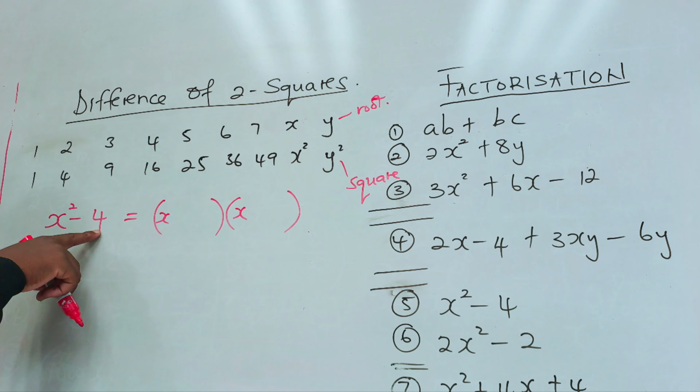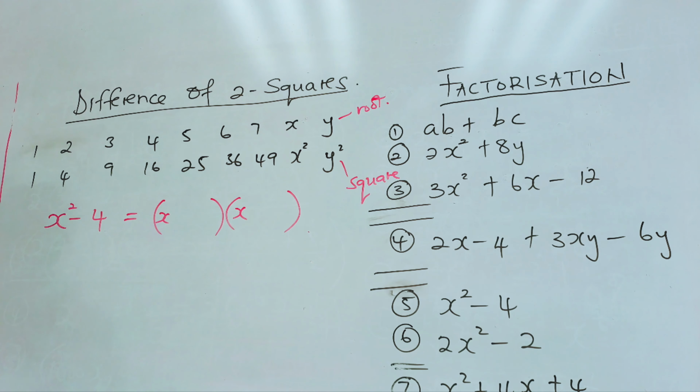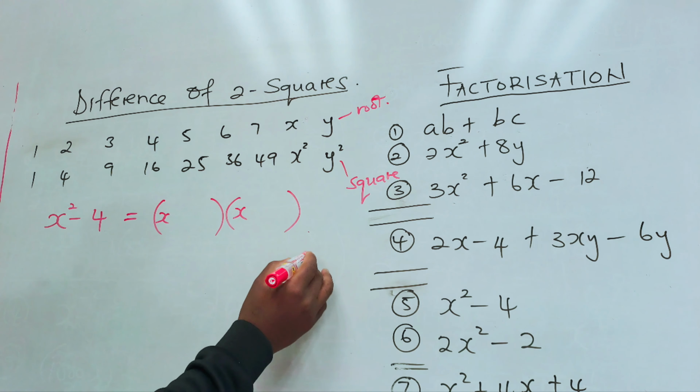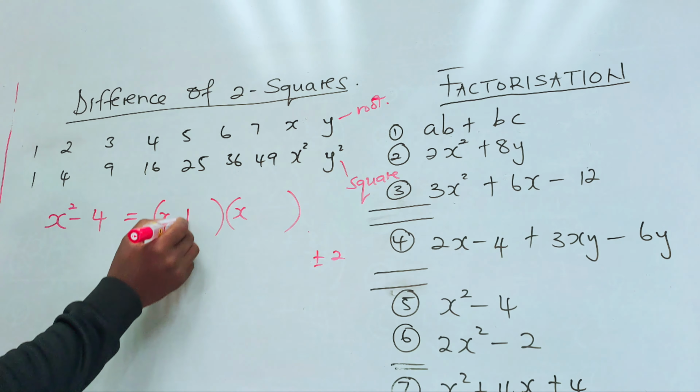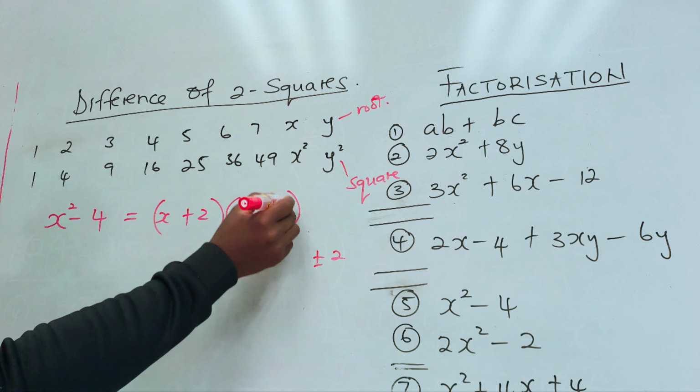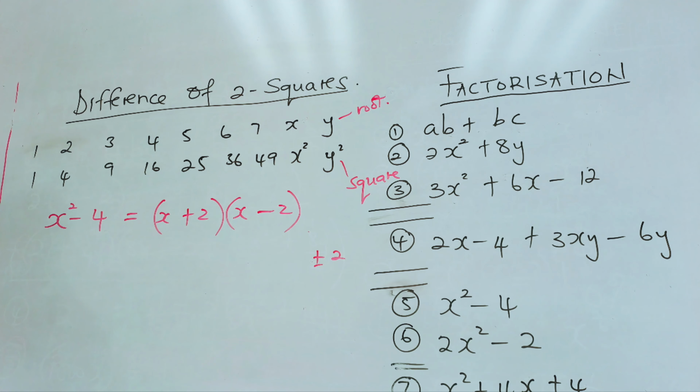Then you find the square root of 4. The square root of 4 is plus or minus 2. So in your brackets you have plus 2 and minus 2. Then we are done. Our expression is in a factorized form.